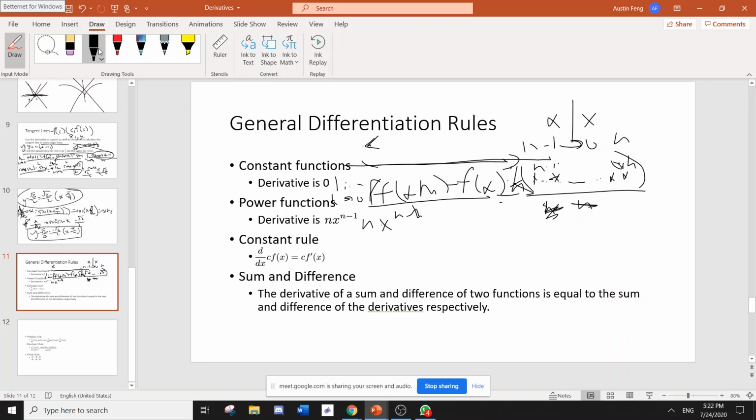The constant multiple rule: d dx of c times f of x is equal to c times f prime of x. And the sum and difference rules: the derivative of the sum of two functions is equal to the sum of the derivatives, and for difference, the derivative of the difference of two functions is equal to the difference of the two derivatives. That's the tongue twister, I guess.